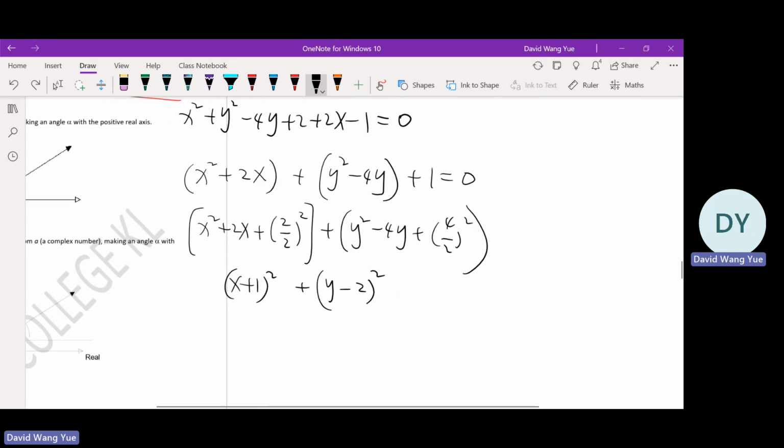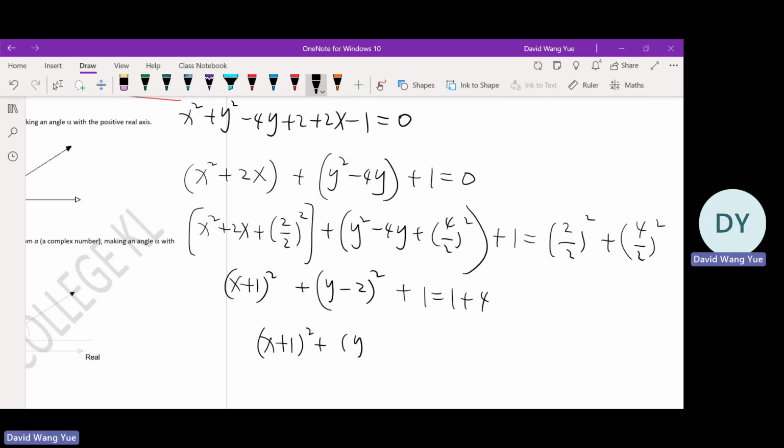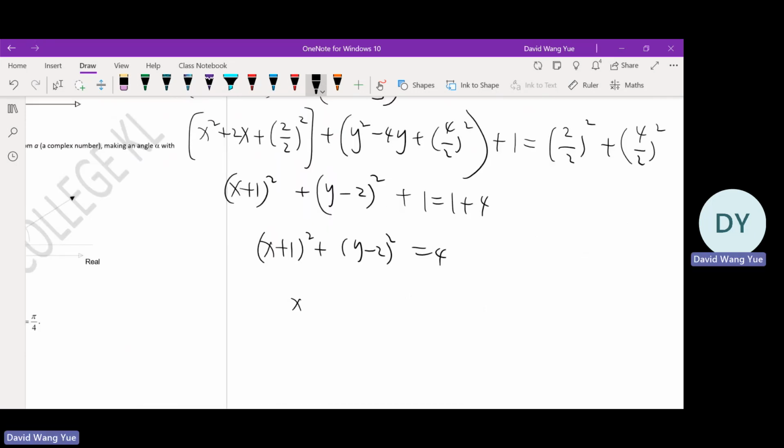But then remember, if I add 2 over 2 squared, that means I add 1 squared on the left, so I should do the same thing on the right. So finally, x plus 1 squared plus y minus 2 squared. You bring the 1 to the left, you get 4. And this can also be written as x plus 1 squared plus y minus 2 squared equals 2 squared.